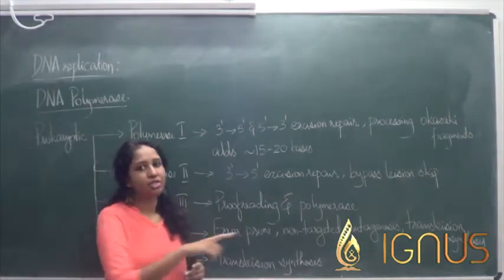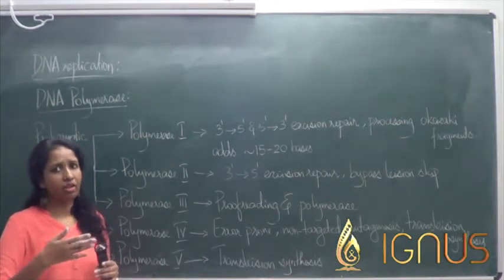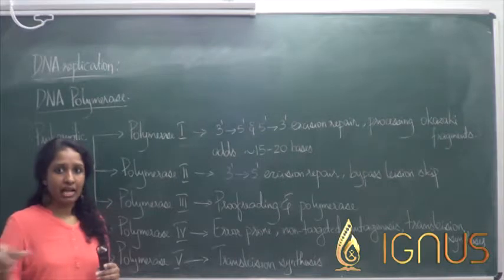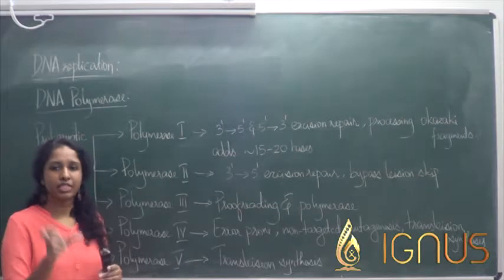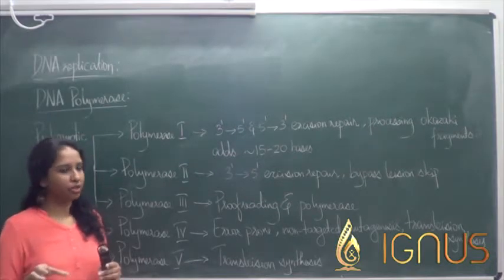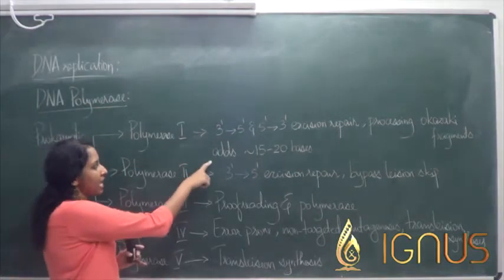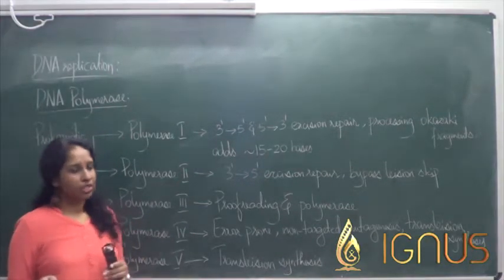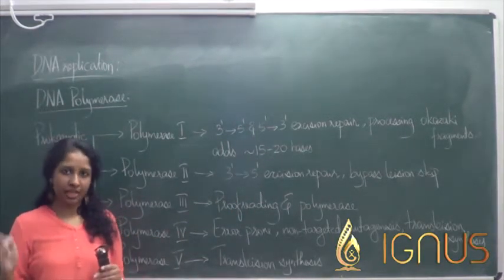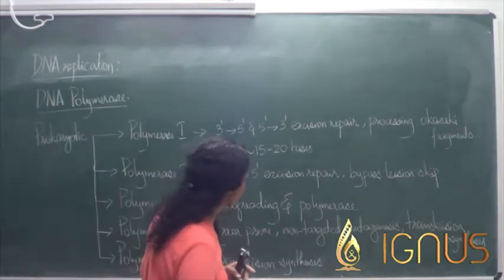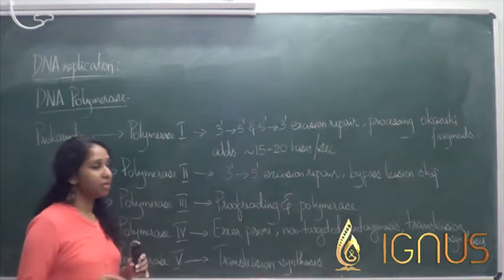It also processes Okazaki fragments, meaning that it is going to remove the primers which are there in the lagging strand. It's going to remove them and then replace the primers, which are RNA nucleotides, with DNA nucleotides. So it's going to be processing the Okazaki fragments. It adds nucleotides extremely slowly, around 15 to 20 nucleotide bases per second. So this is extremely slow.